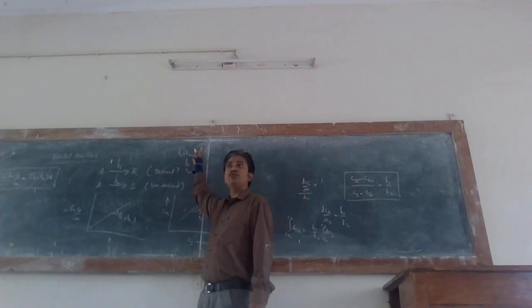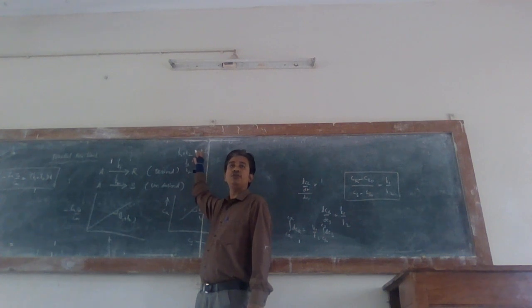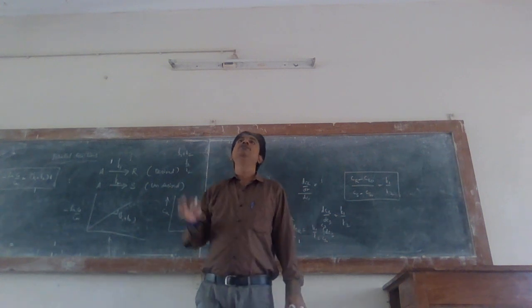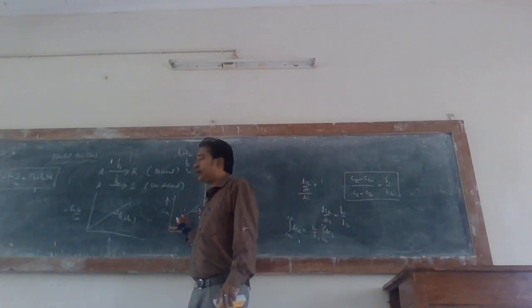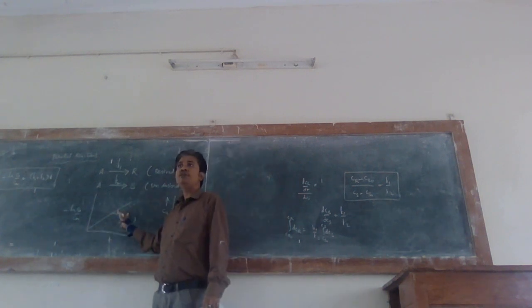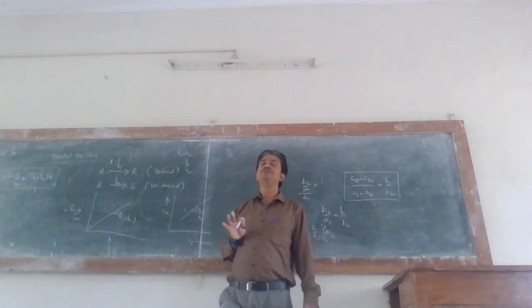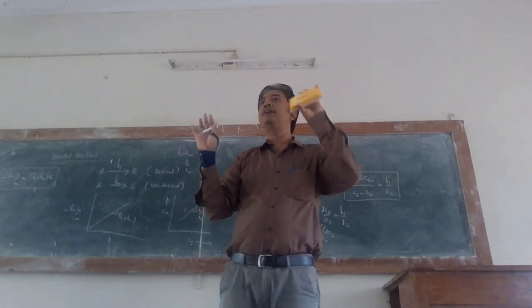Can you get K1 and K2 from these two values? For parallel reactions, they give you the data. Only you have to plot it. Get the slope from here, get the slope from here. From these two slopes, estimate K1 and K2. Is it clear?